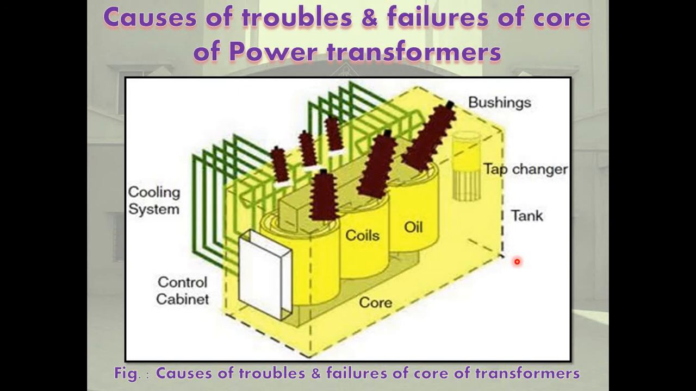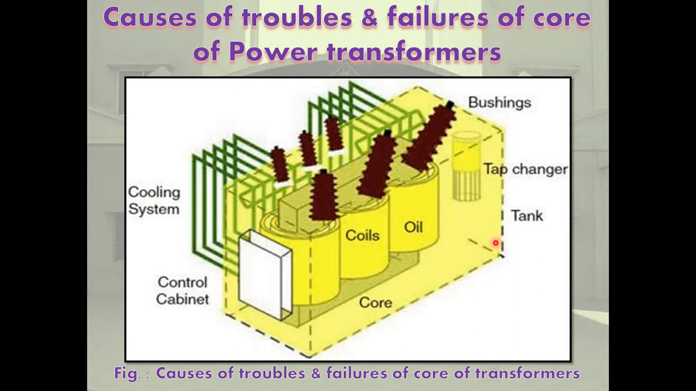Now, various causes of troubles and failure of power transformers. This is the core. This is the windings. This is the bushings. This is the cooling system. This is the control cabinet. Tank. This is the tap changer. Causes of troubles, first, failure in the magnetic circuit.